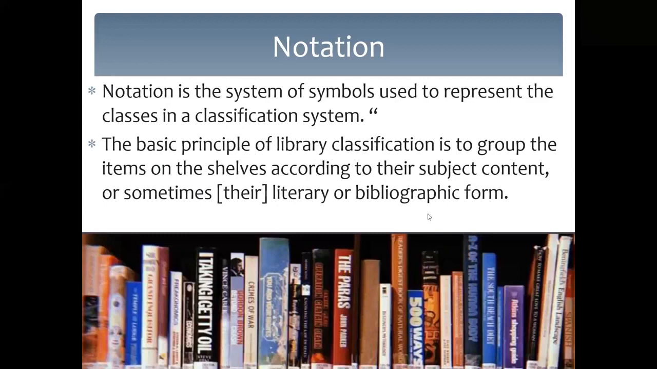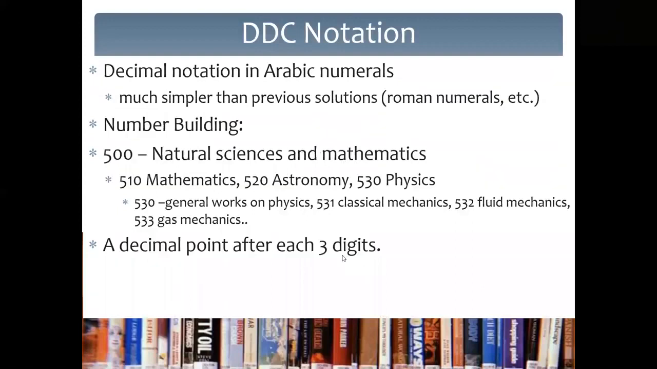Notation, just to review, is the system of symbols used to represent the classes in a classification system. This is our basic principle, and this is the principle of organizing items on a shelf together. And so, it's mostly by subject, but sometimes we will organize things by form and things like that. Of course, we have the decimal notation, that's in Arabic numbers.